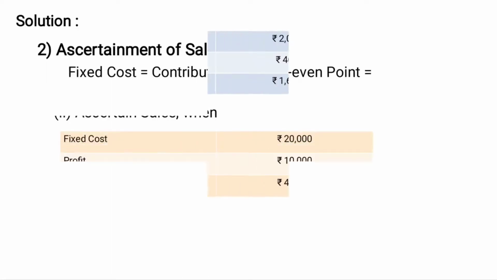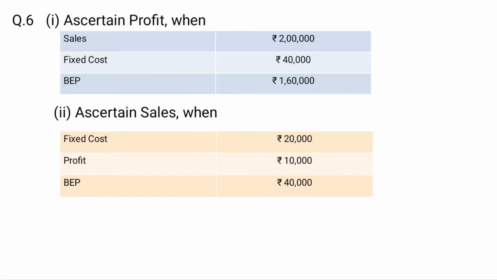Second, ascertainment of sales. So fixed cost is equal to contribution at break-even point, which will be equal to rupees 20,000.